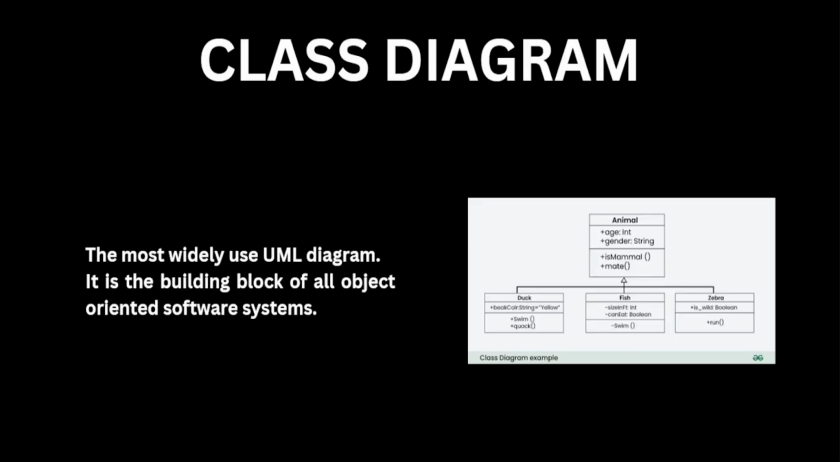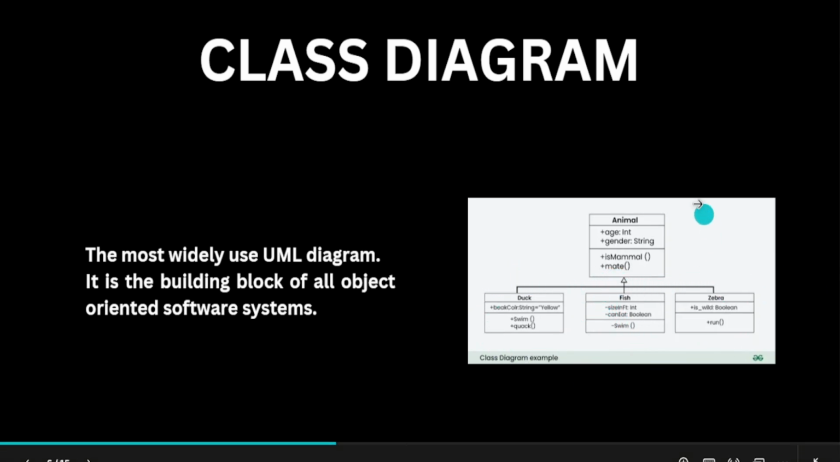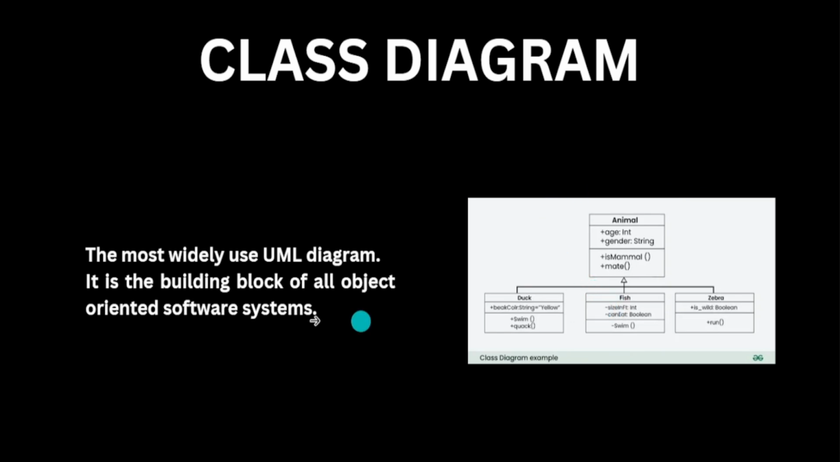Structural UML diagrams. Papadaliin na lang natin. Class diagram, most widely used UML diagram kasi ito yung pinaka parang upper part ng isang diagram kung saan yung mga lahat ng object pag pinagsama-sama mo mapupunta sila sa isang class. And yun nga, it is building block of all object oriented software system. Lahat ng object na to, yung duck, fish and zebra, pag pinagsama-sama mo magiging silang isang class na kung saan nakalagay sila sa isang class na animal.